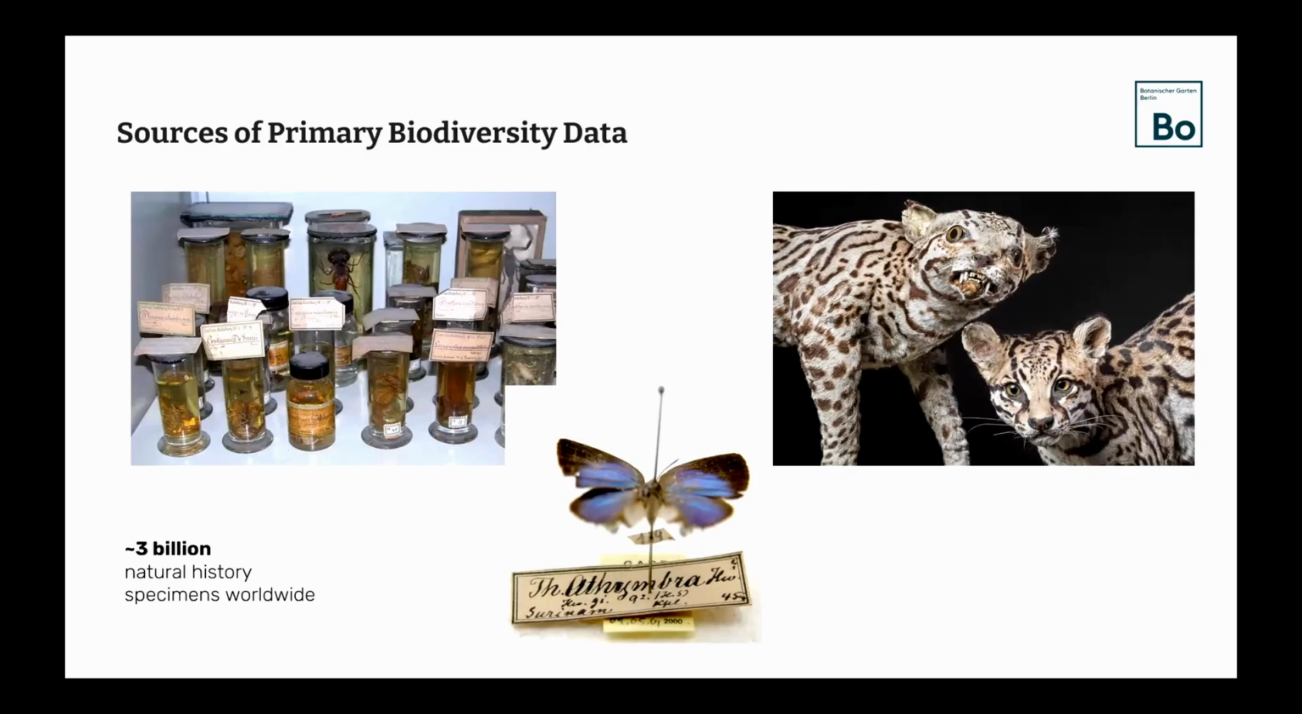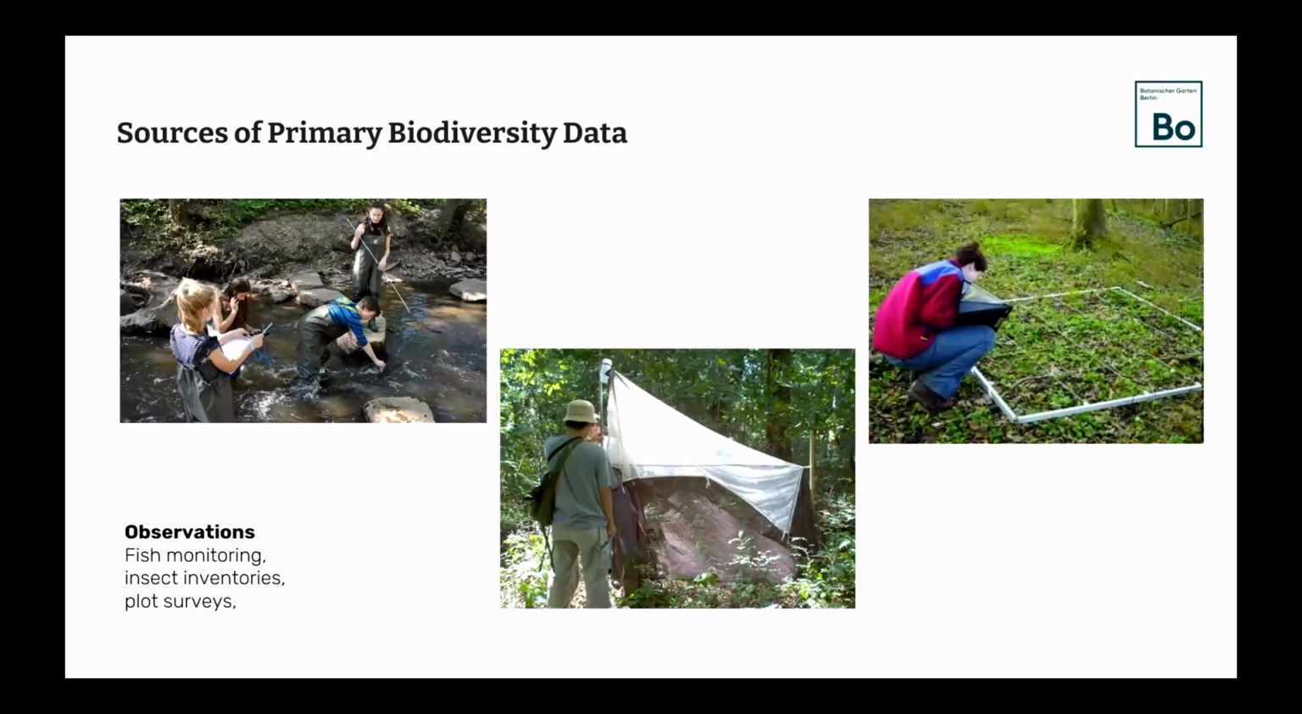Another valuable source of primary biodiversity data are all the observations. The traditional observation databases that are collected or recorded by biologists in events like fish monitoring, in vegetation surveys, in insect monitoring, where biologists set up traps and see which insects end up in the traps and identify them and collect them as specimens. And as opposed to natural history collections, this sort of source also is able to provide absence data.